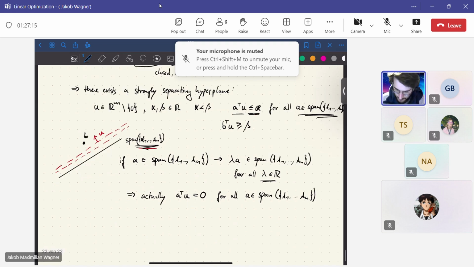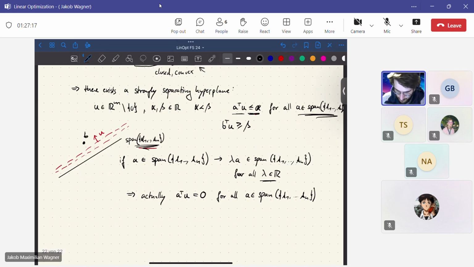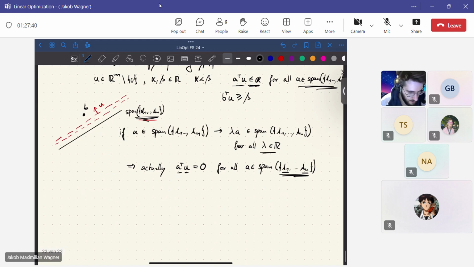And what does this mean? This means that A transpose U is equal to 0 for all elements in the span, but especially also for all these vectors A1 through AN. And these vectors A1 through AN are exactly the column vectors of A or the row vectors of A transpose. With this, we get that A transpose U is equal to 0.